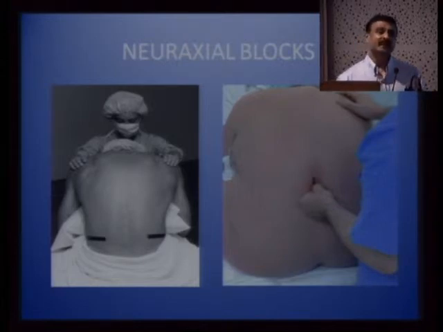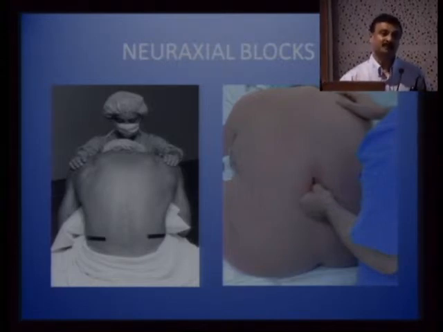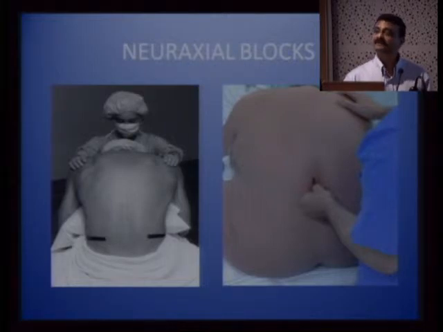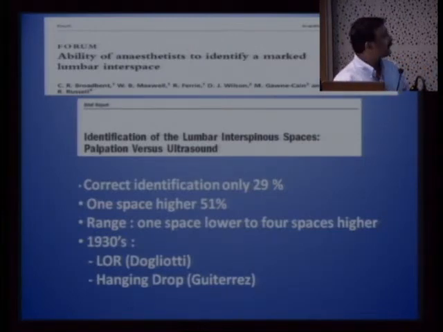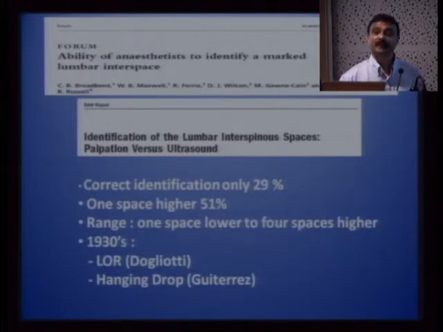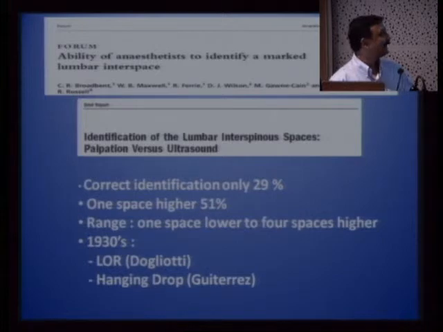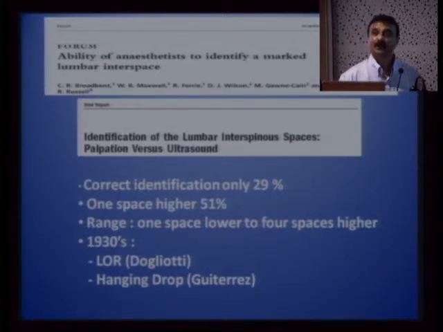Can any of you just tell me, when you palpate a spine and say this is L4, L5 interspace, how often we are right? Take a guess. 90%? Absolutely, absolutely. Someone said 30%. That's absolutely correct. You're correct only 29% of the time. 51% of the time you're one space higher, and the range is from 4 spaces higher to 1 space lower.